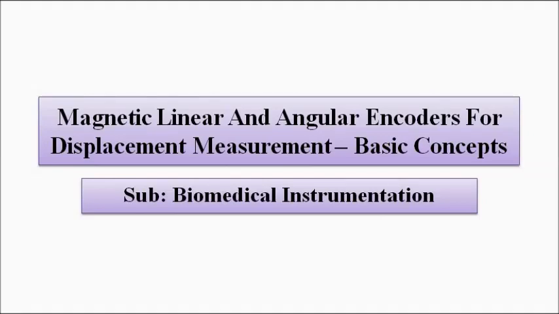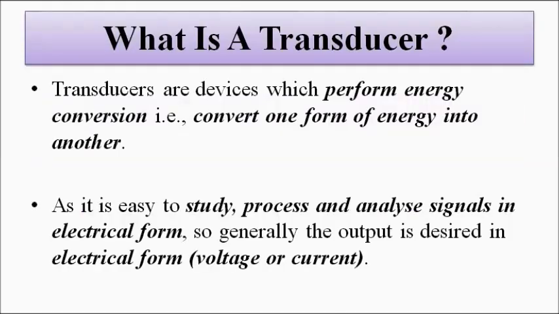So basically here the sensing and transduction principle is based on electromagnetic principles. The energy conversion which happens is first the displacement gets converted into a change in magnetic field or flux, and then that flux change is converted into an electrical signal. Okay, that is the basic principle. So we want the output in terms of voltage or current, so we have to convert the change in magnetic flux into voltage and current.